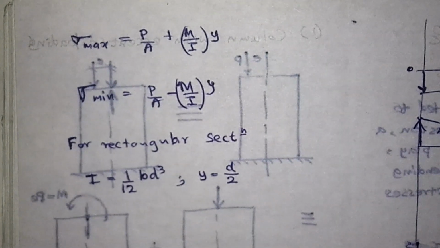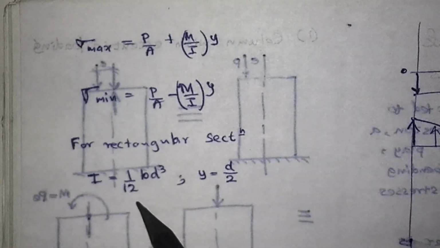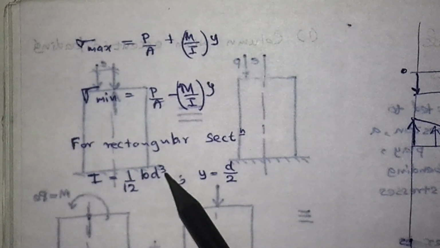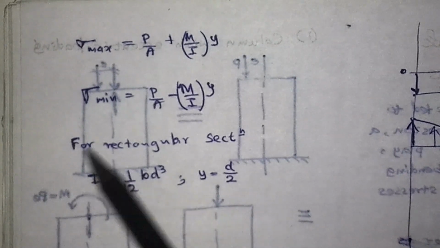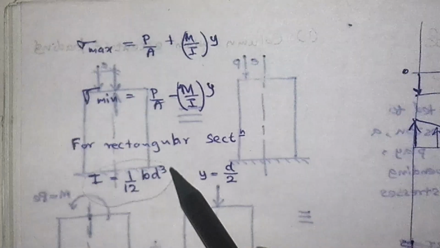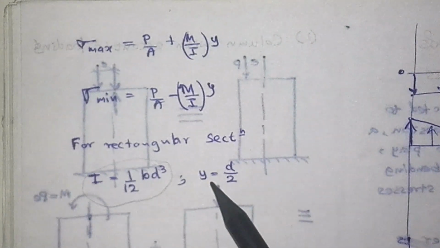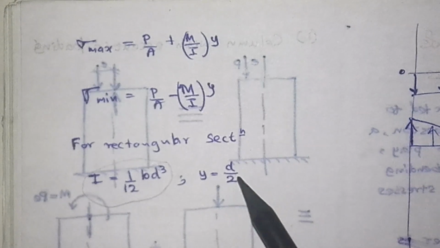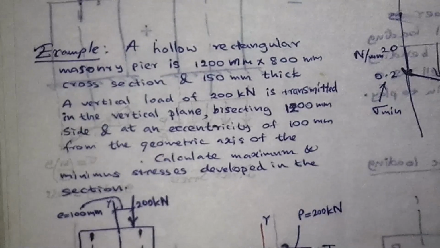For a rectangular section, this I can be calculated as 1 over 12 into BD cube. This is a standard equation for a rectangular section in order to determine the value of I. So y can be found, y is equal to d over 2. So let's consider this example.